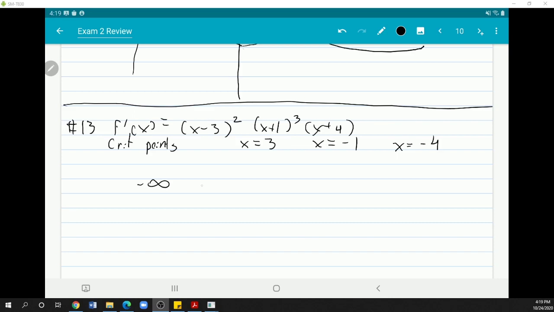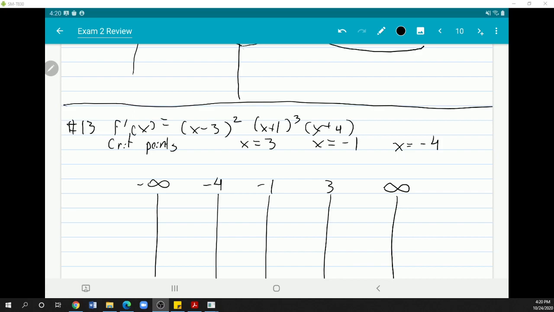So I'm going to plug all these values in: minus 4, minus 1, 3, to infinity. And I get each of my pieces: (x minus 3) squared times (x plus 1) cubed times (x plus 4). And then I'm going to have f prime of x, the function that I started with. And I'm going to see where everything is positive or negative.